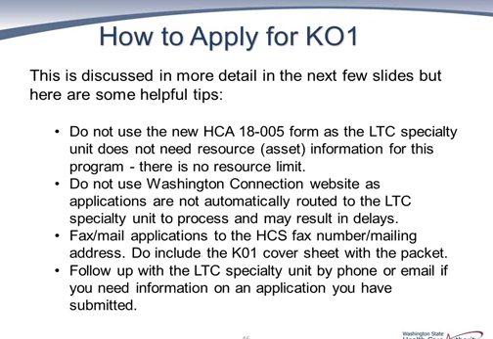So I've got some tips coming up here on how to apply, but some things just to remember is you can't use the HCA 18005 form to apply for the KO1 program. Basically because it asks a lot of information about income and resources that we don't need for the MAGI-based populations, and we don't want people to have to fill out a lot of unnecessary information. We recommend you don't use the Washington Connection website, as applications are not automatically routed to our specialty unit to process, and it may result in delays in getting the applications processed.